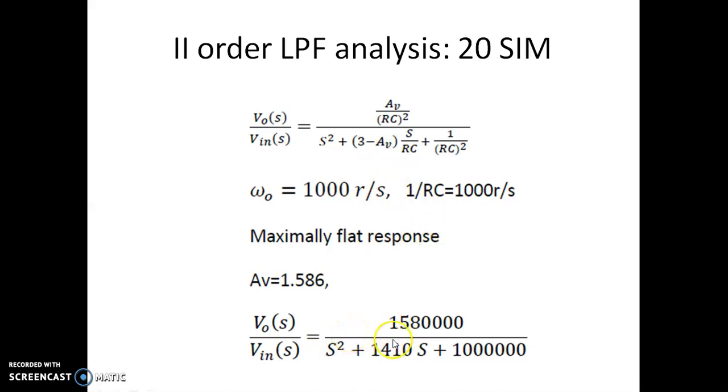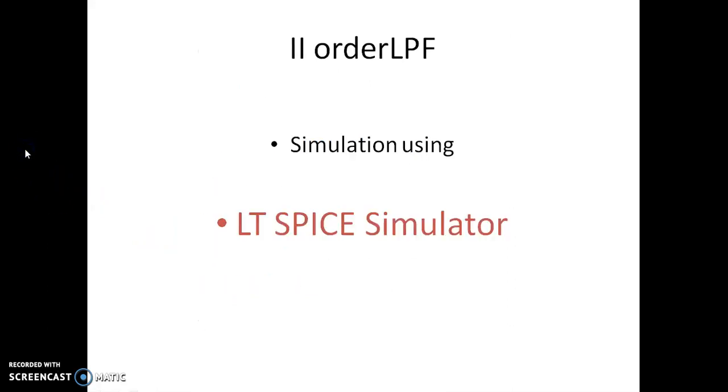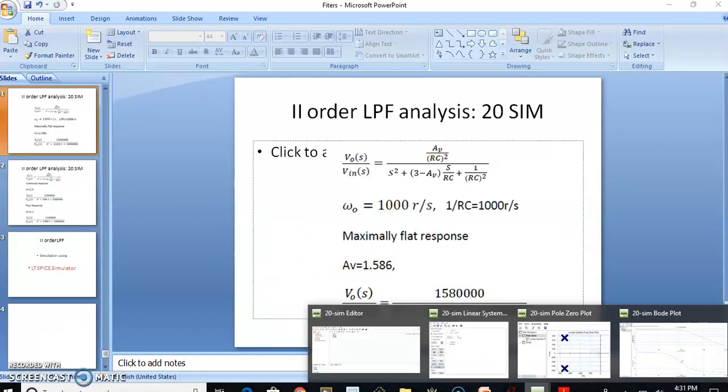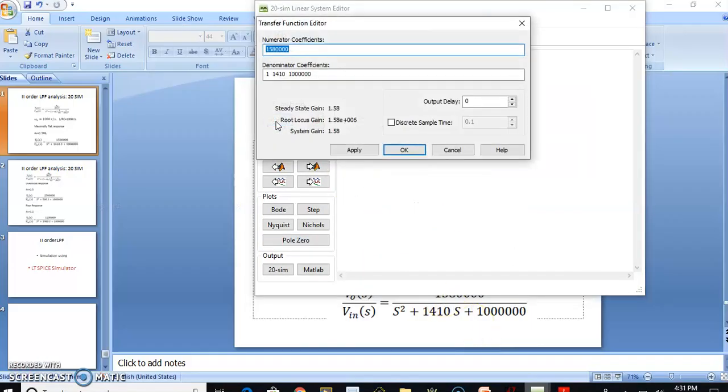Let us go to 20-sim and edit the same transfer function and try to get the pole zero plot and the Bode plot. So let us see the pole zero plot. Just a minute. So this is what we have now. We have already edited the transfer function. 15840 is the numerator value, and this is the coefficient of s squared, this is the coefficient of s power 1, this is the coefficient of s power 0.